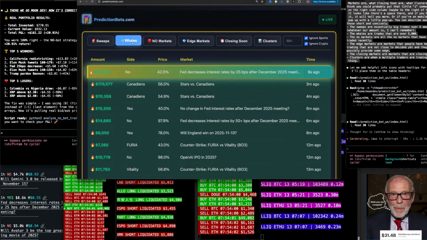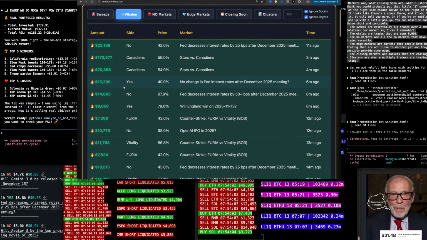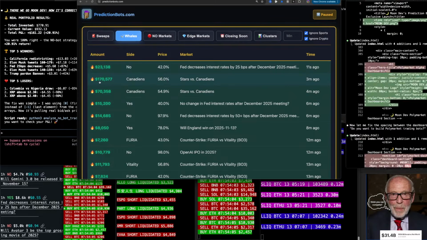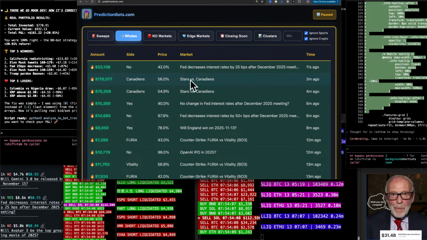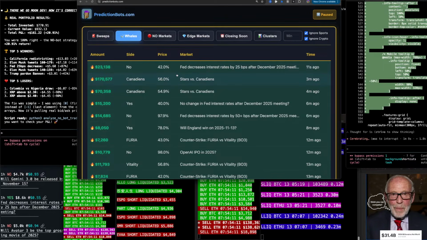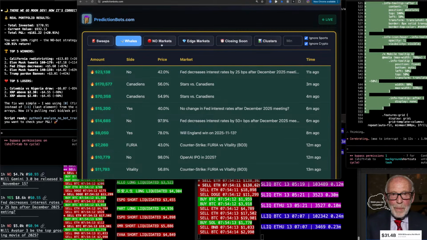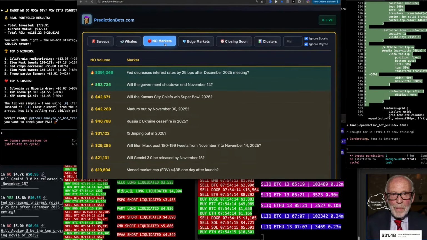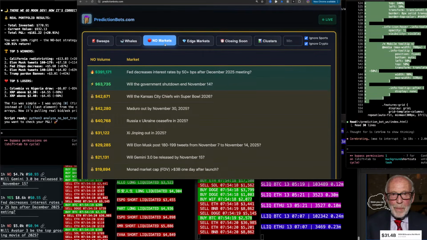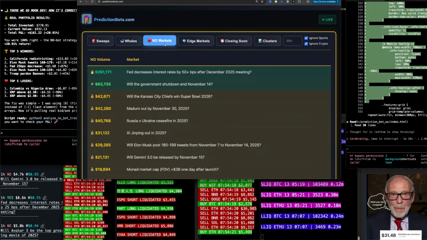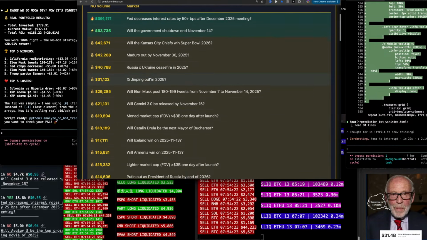Okay, now the whales tab. The whales tab is anybody that buys over 5,000. You can see somebody just bought 170,000 and they're betting on the Canadians versus Stars. So that is sports. You can see it's not going to be perfect. The no markets are super interesting because there's a myth or some stats going around that 80% of the markets resolve in no. So I want to watch all the no markets.